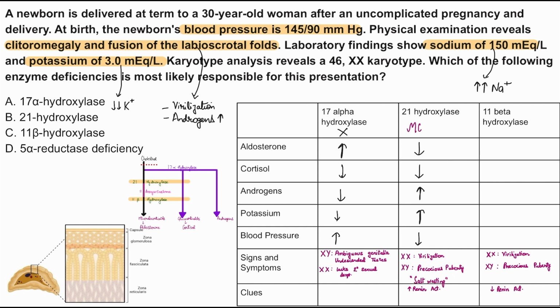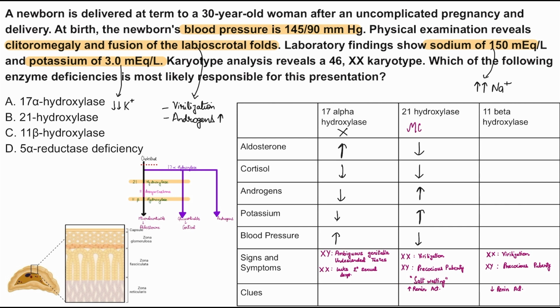Why? Because what causes retention of salt and water? Aldosterone causes retention of salt and water. Now, if aldo is not there, by feedback, the renin activity is going to increase. This is something you should keep in mind.